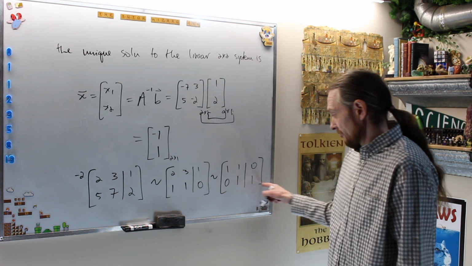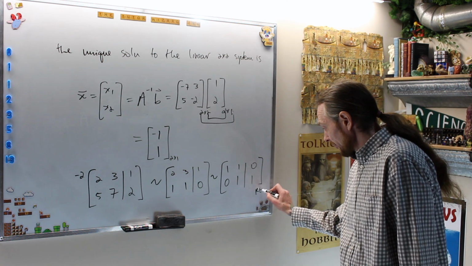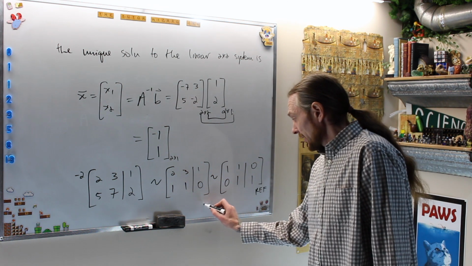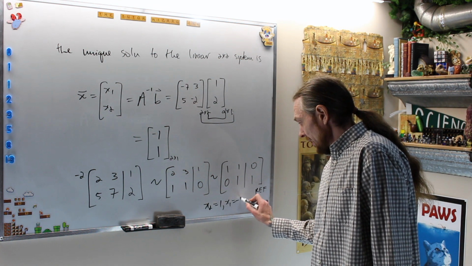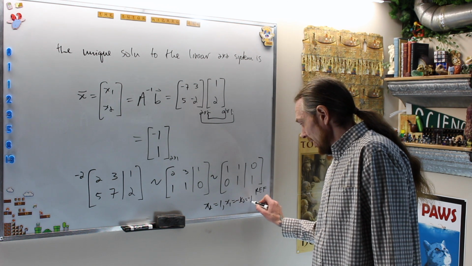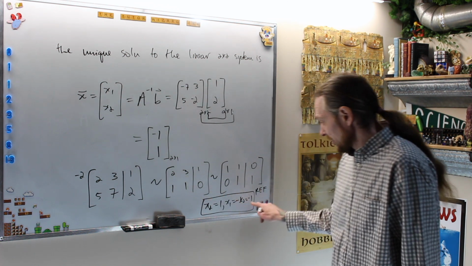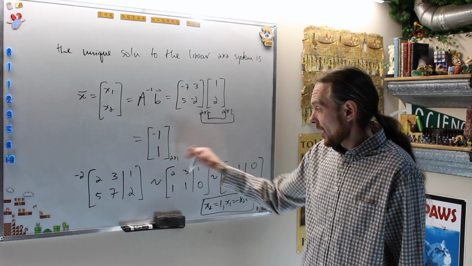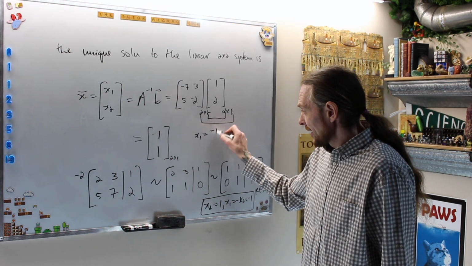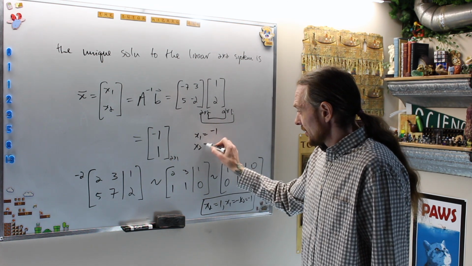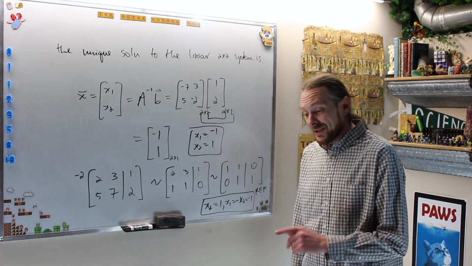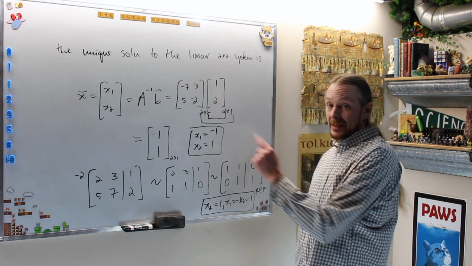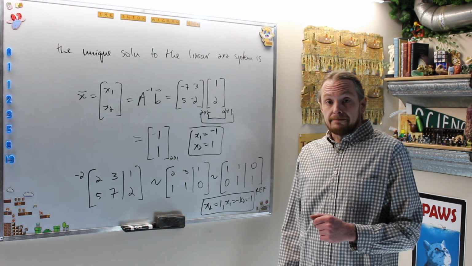So what does that tell me? I'm in REF now. That tells me that x2 is 1, and x1 is negative x2, which is negative 1. I did get the unique solution, negative 1, 1. This says x1 is negative 1 and x2 is 1, the unique solution to the system. So finally, that machinery has given us another way of solving the linear n by n system.